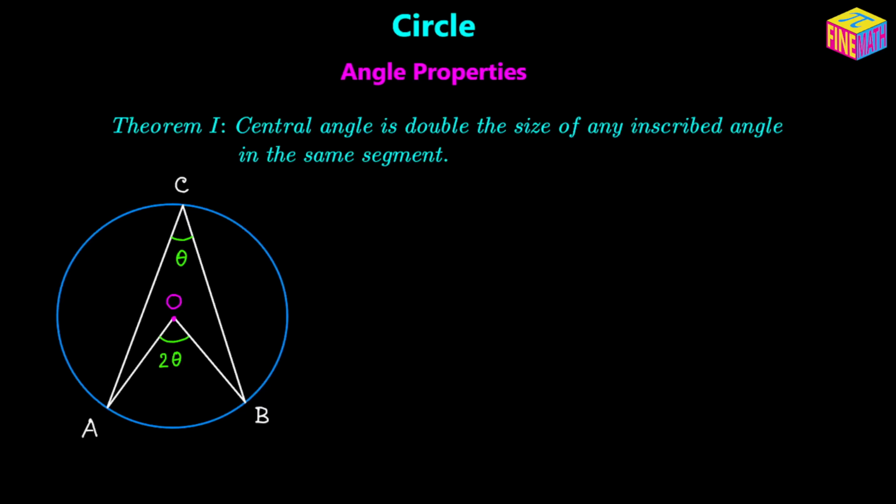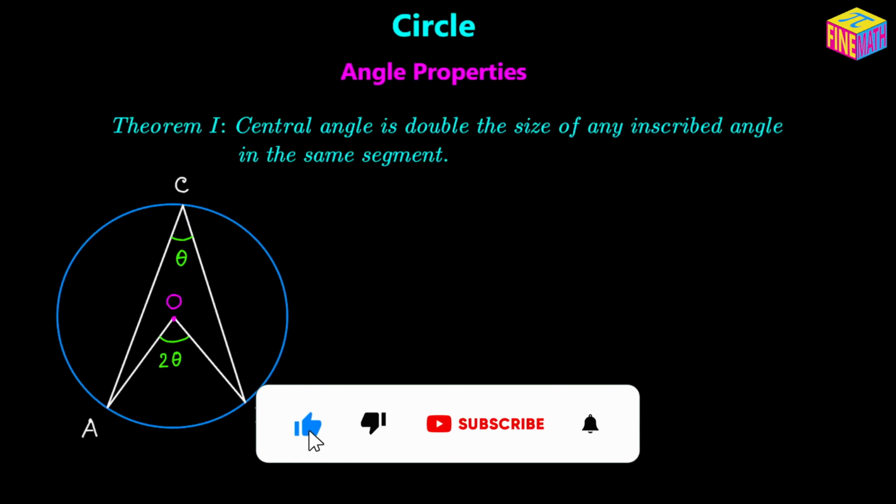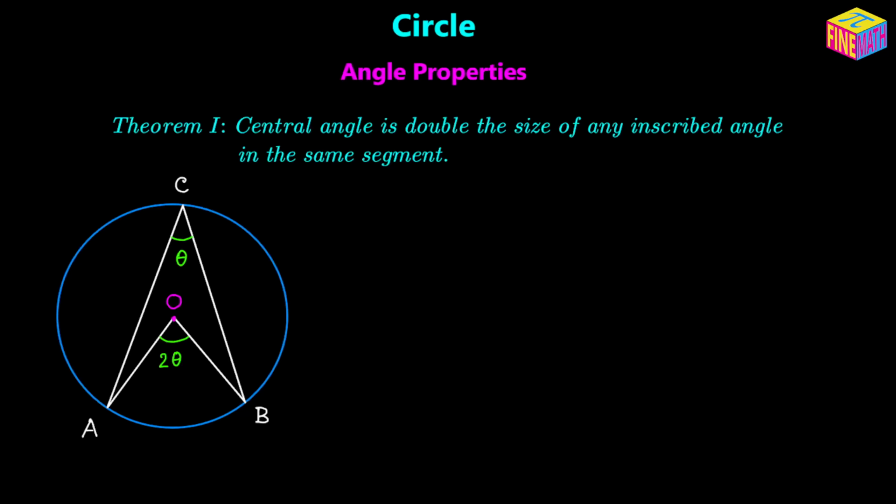Now I have a sample circle in the diagram where you can see that if we take AB as an arc and draw the central angle, and let's denote the angle AOB as 2 times theta, then we take another point on the same segment. In this case it will be the major segment, since the center is located in the major segment.